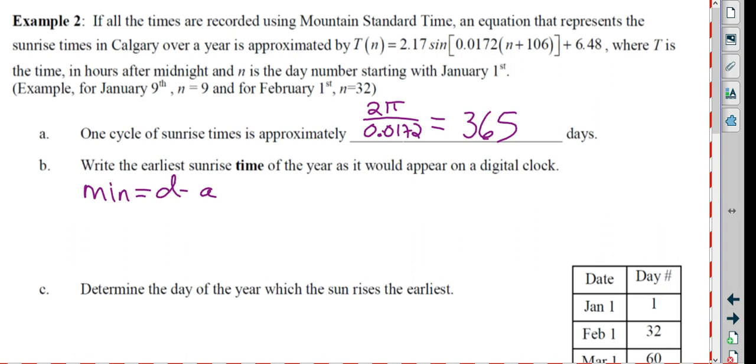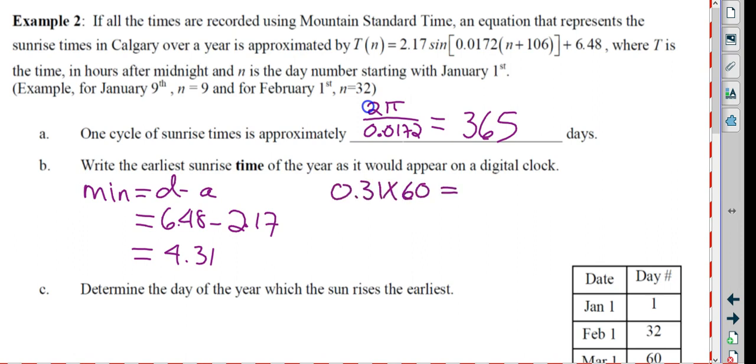But on March 20th, sunrise should have been at the average time. That's when you'd hit the... Anyways, D minus A. So what was 6.48 minus 2.17? 4.31? Okay, now, that would not show on a digital clock. 4.31, so that's 0.31 hours. So 0.31 times 60, we have to convert that to minutes. What's that work out to? 18 and change? 18.6.